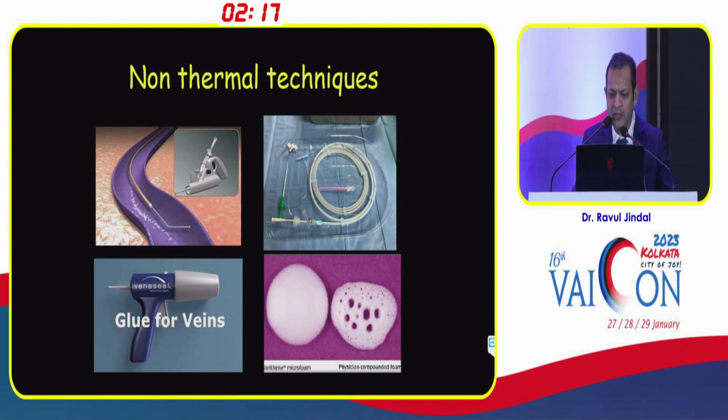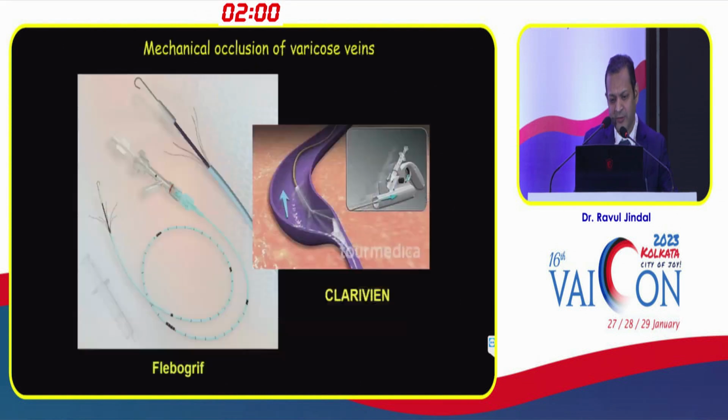Then we have non-thermal techniques, divided into 3 groups. One is MOCA, another is glue, and third is foam. You have to remember all non-thermal techniques will be slightly inferior to thermal techniques, but the advantage is you don't have to use tumescent anesthesia. When we come to MOCA, there are 2 basic techniques, ClariVein and Flebogrif, which have been investigated. And if you look at the results published at 5 years, they are definitely inferior to thermal.